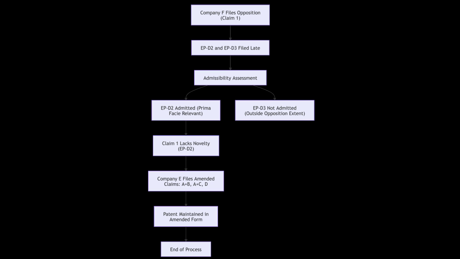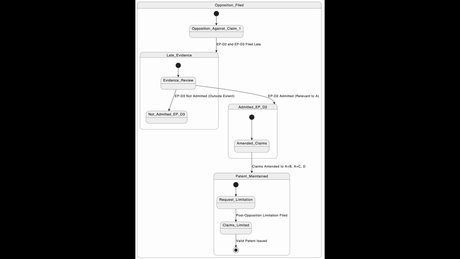Reflection moment. What options does Company E have to salvage the patent? Company E should amend the claims by filing a new main request, including Claim 1, directed to A plus B from Dependent Claim 2. Claim 2, directed to A plus C from Dependent Claim 3. Claim 3, directed to D, independent. This replacement of one independent claim with 2 independent claims is admissible under Guidelines H2 3.1, as it is occasioned by a ground for opposition.